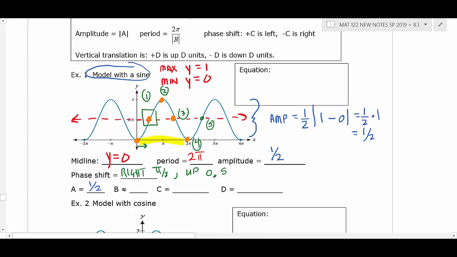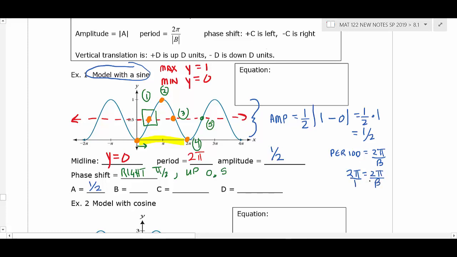Now we don't know B, but we do know the period. So what you do is you use the formula, the period is equal to 2 pi over B. And the period's 2 pi, so we're going to solve this equation to find what B is then. Okay, so you can cross multiply there.